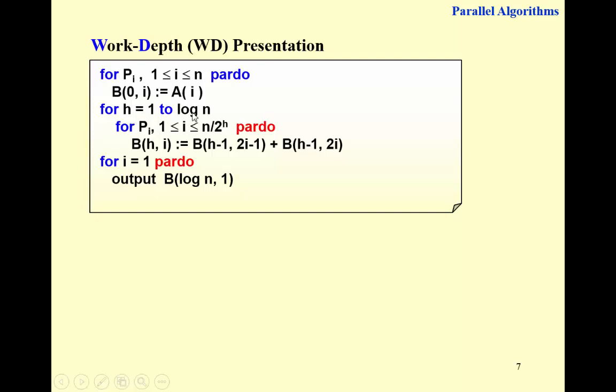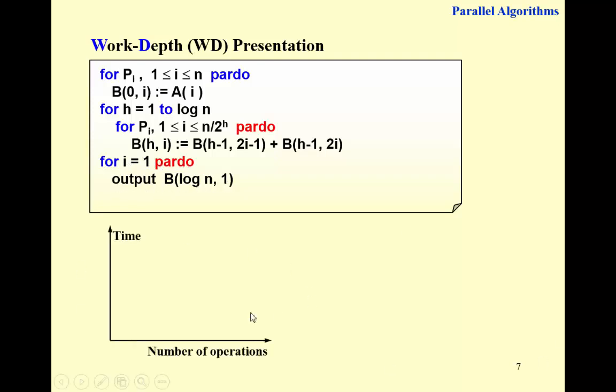And then round by round, for each round, when h goes from 1 to log n, we will call pardo to do the calculation only for those processors that are actually working. And finally, since there's only one processor, we just, for i equals 1, call pardo and do the output.